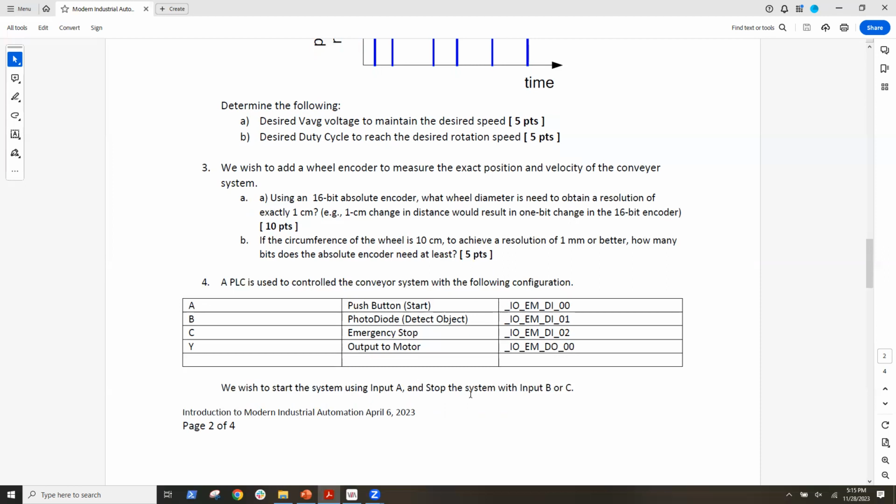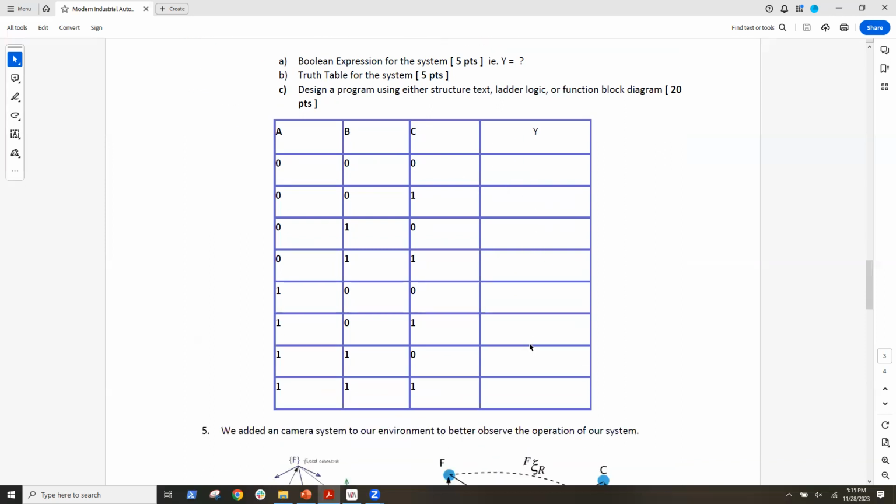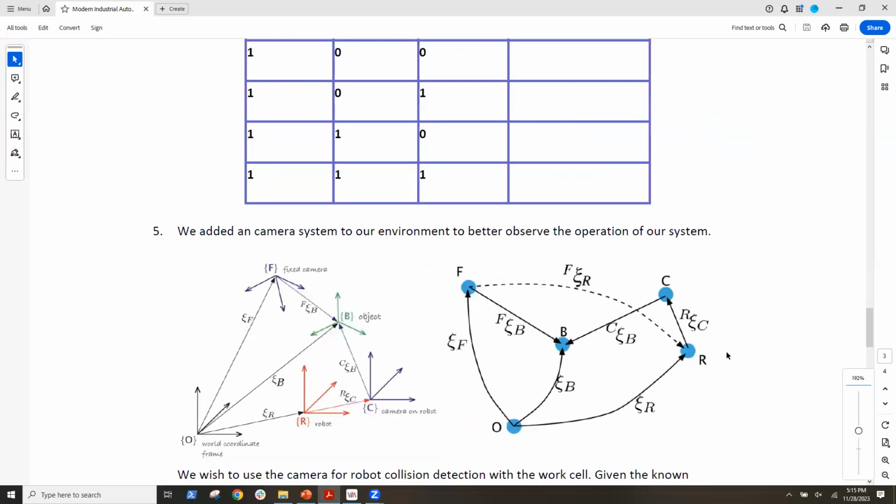So this is just drawing the actual ladder logic. And you also had to give the full expressions and the truth table for that. And then I ended it up here.